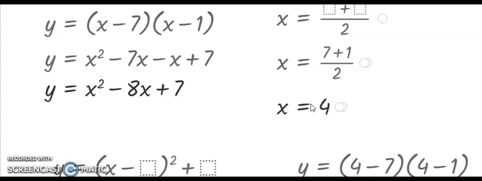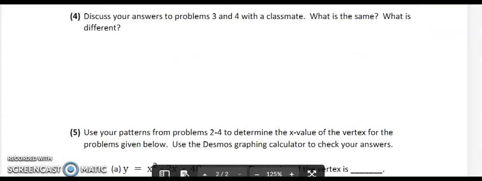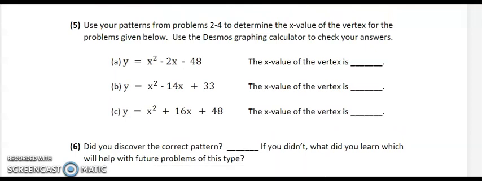Problem 4 asks you to discuss your pattern with a classmate, and then problem 5 is asking you to look at 3 additional problems, and can you come up with a pattern that's going to work for these 3 as well. Please use Desmos to check your answers, make sure you're on the right path.